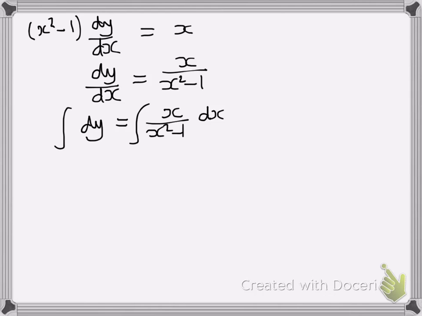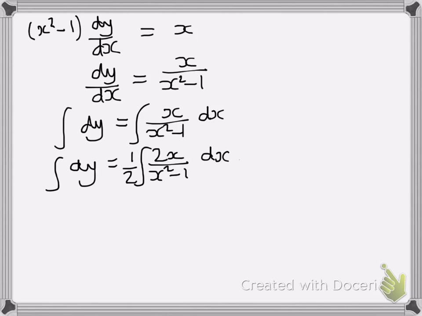Integrating both sides, now I can see on the right hand side that the derivative of x squared minus 1 in our denominator is 2x. So if we just play around with the right hand side, I can say a half times the integral of 2x over x squared minus 1 with respect to x. And integrating this will give me y equals a half ln x squared minus 1 plus some constant c.